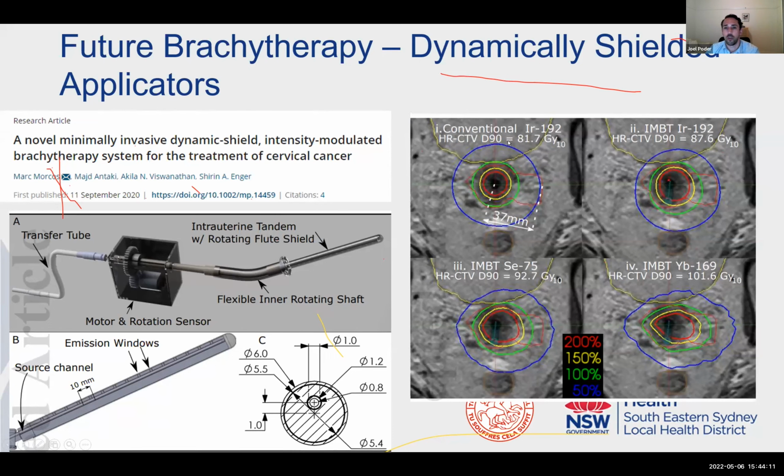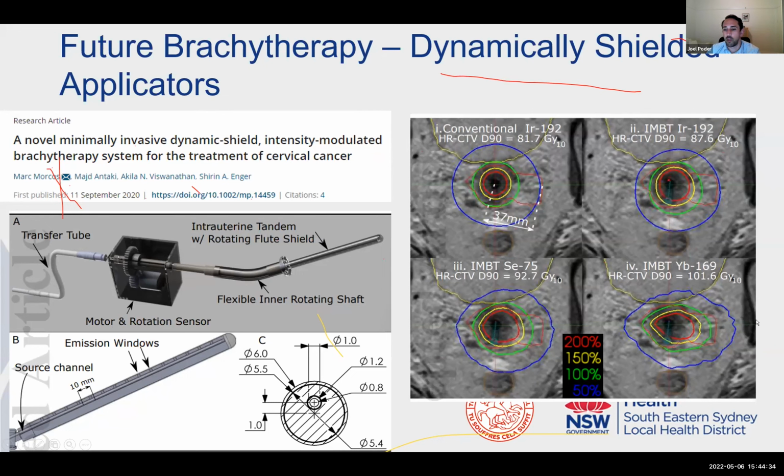And basically we've used a conventional treatment with just this single intrauterine tube. You can have the 50% isodose line that's covering the target. If you use your rotating shielded applicator with an iridium-192 source, you can see, potentially, we're getting a bit of an increase in the volume of the 100% covering the target.